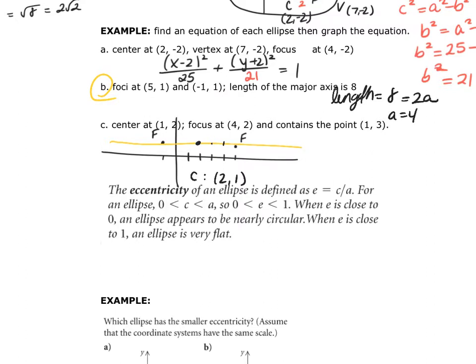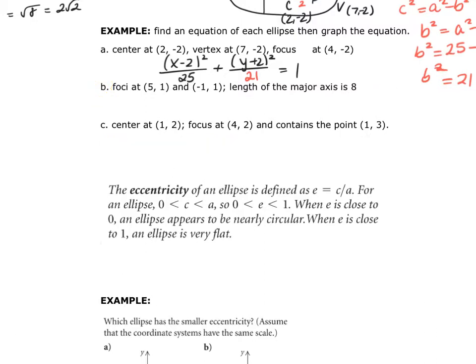And then it's just like we did before, just trying to find the missing pieces. So I know that I have (X minus 2) squared over 16 plus (Y minus 1) squared over something equals 1, and I find that something like I did before. Have a great day, you all.